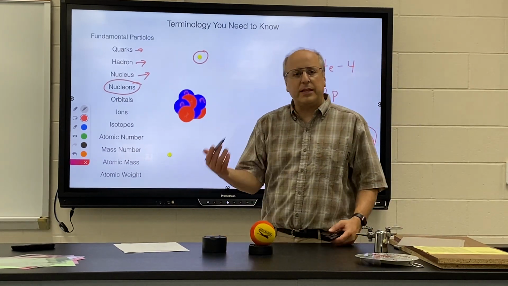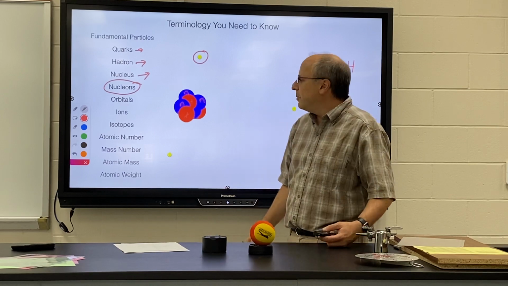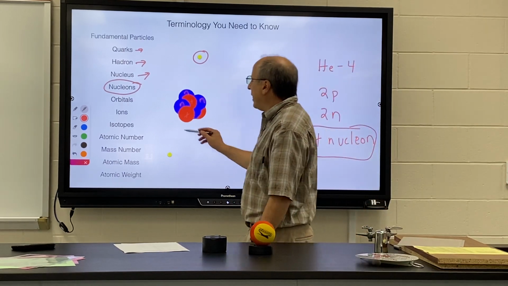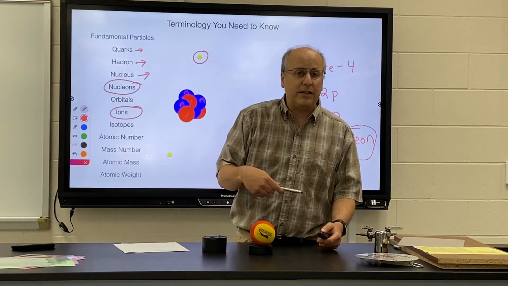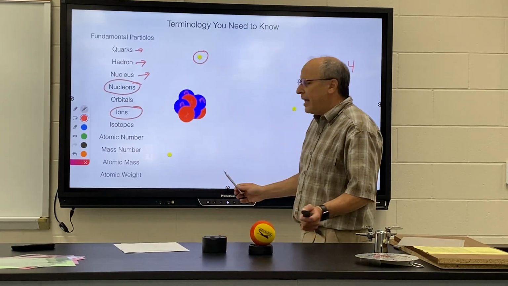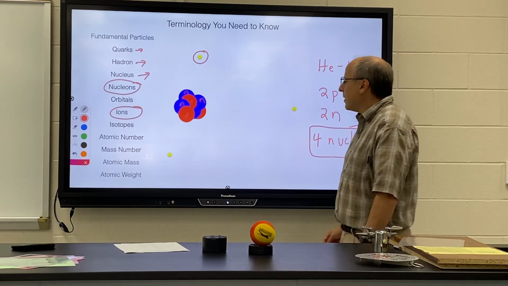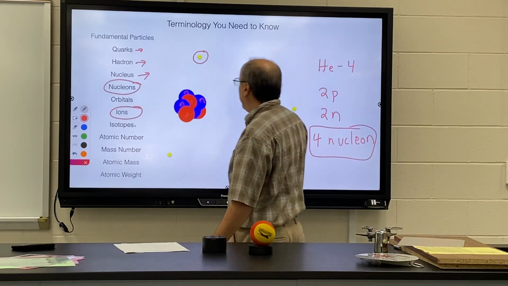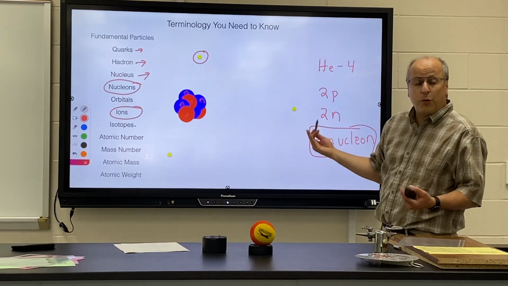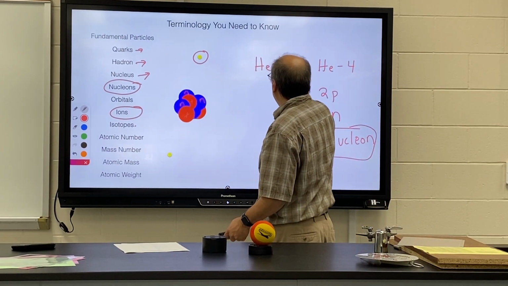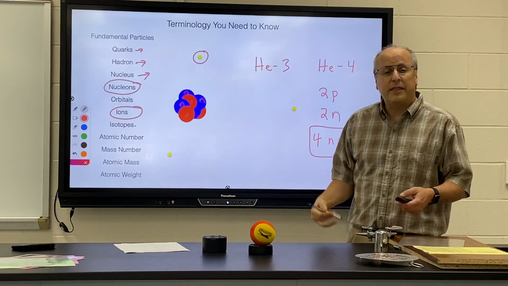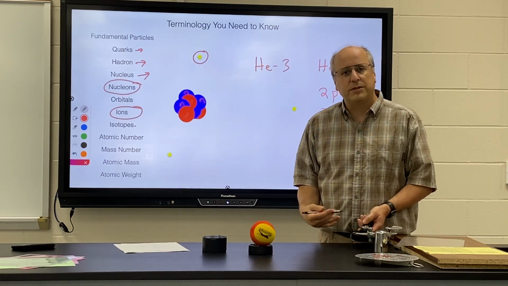Orbitals, we saw that's where the electrons were. That's not really too important for us. Ions, you learned that in chemistry class. An ion is an atom that has gained or lost electrons. Again, not too important for us. Isotopes are very important, and that's when you had different forms of the same element. Helium-4, helium-3, and so on. They are known as 2 different isotopes of helium.